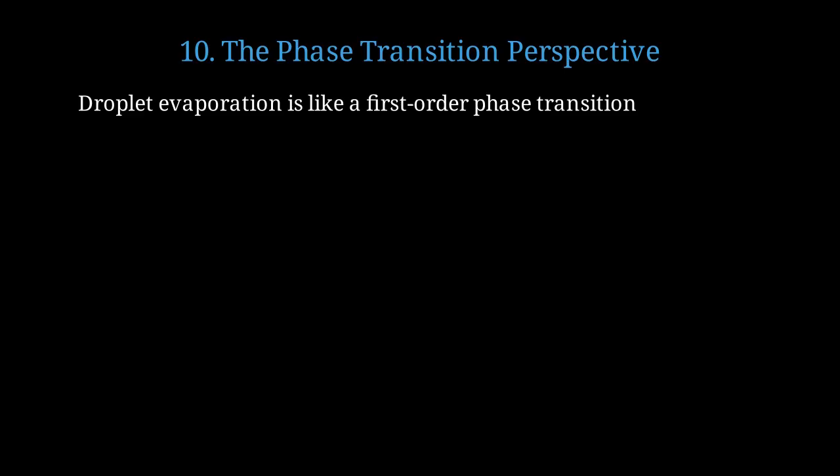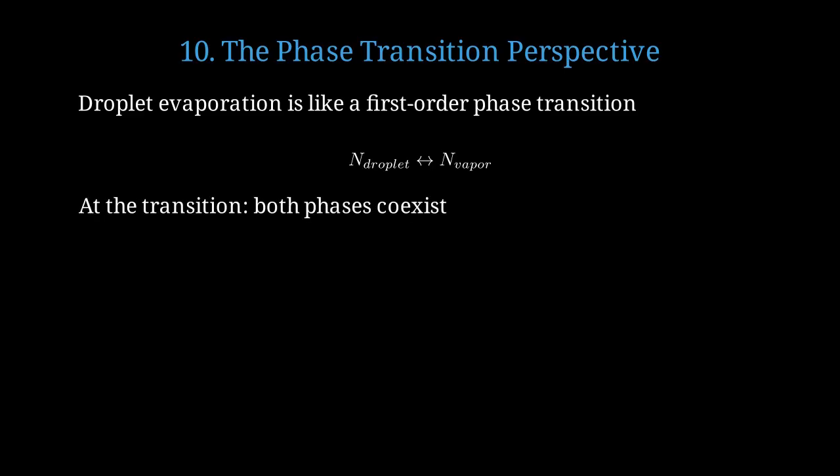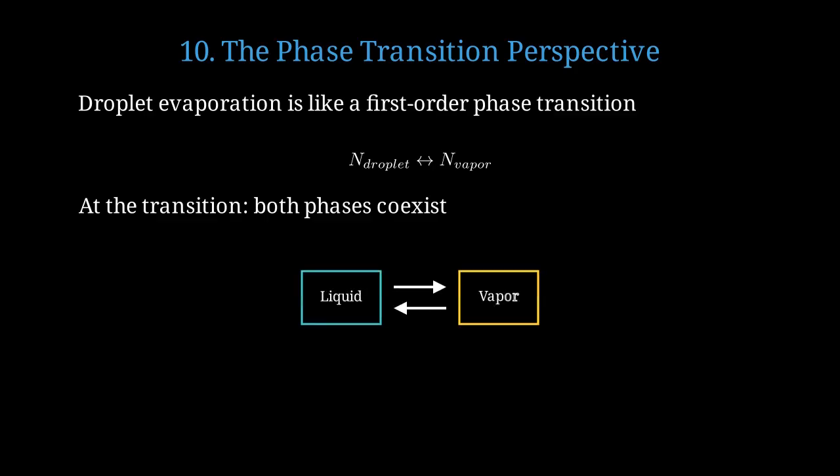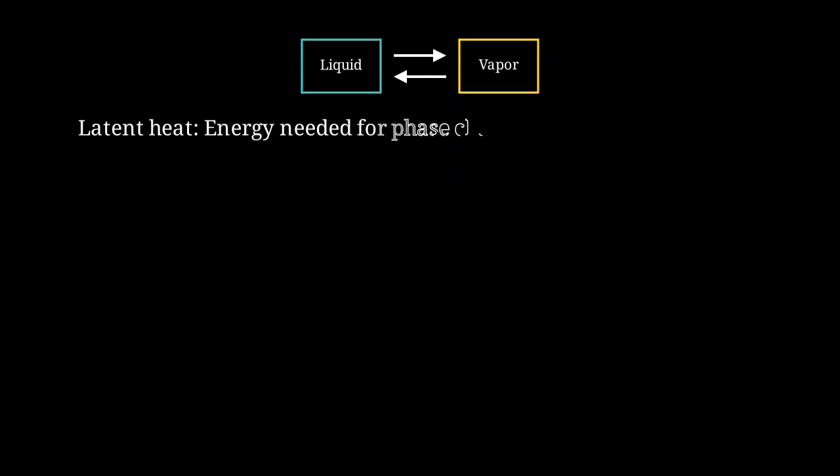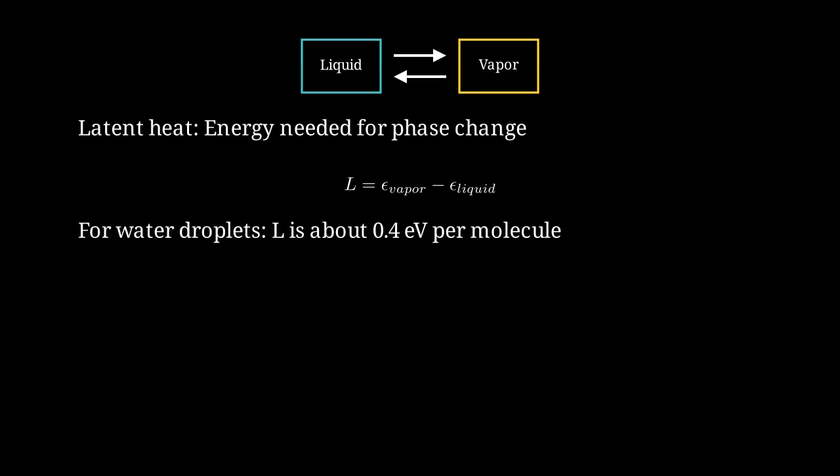Droplet evaporation is analogous to a first-order phase transition, like ice melting to water. Particles exchange between the droplet phase and the vapor phase. At the phase transition point, both phases coexist in equilibrium. Molecules constantly exchange between liquid and vapor phases, maintaining dynamic equilibrium. The latent heat is the energy required to move a molecule from the liquid to the vapor phase. Latent heat L equals the energy per molecule in vapor minus the energy per molecule in liquid. For water droplets, the latent heat is approximately 0.4 electron volts per molecule.